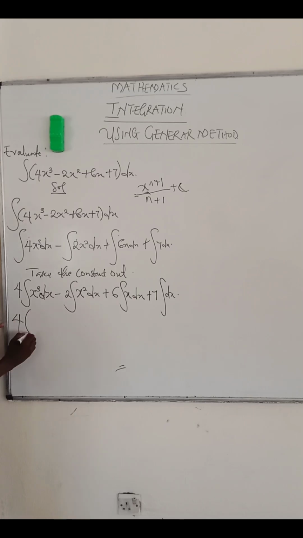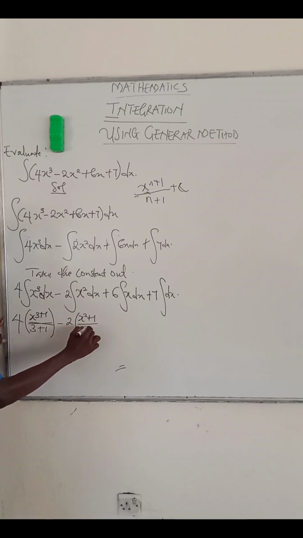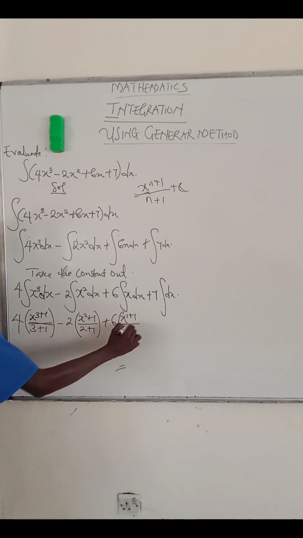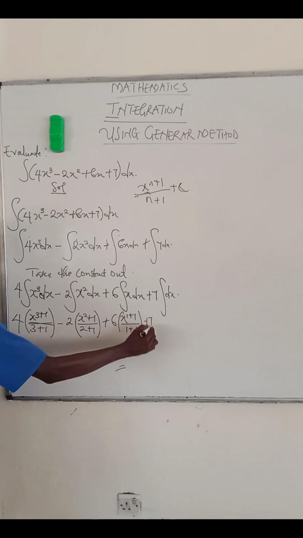So now you have something like this: 4 into bracket s raised to power 3 plus 1 over 3 plus 1, close the bracket. Are you there? Minus 2 into bracket s raised to power 2 plus 1 over 2 plus 1, close the bracket, plus 6 into bracket s raised to power 1 plus 1 over 1 plus 1, close the bracket, plus 7.